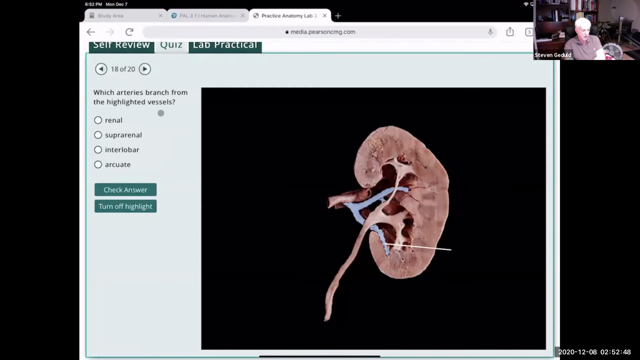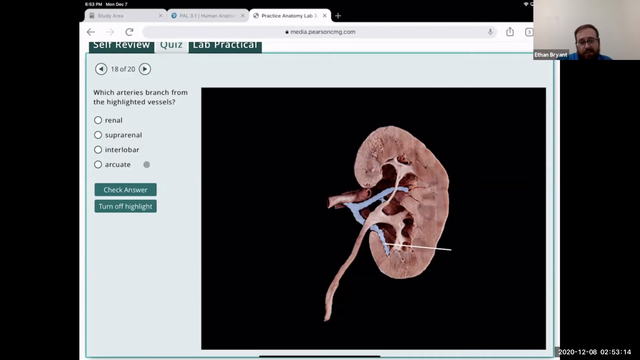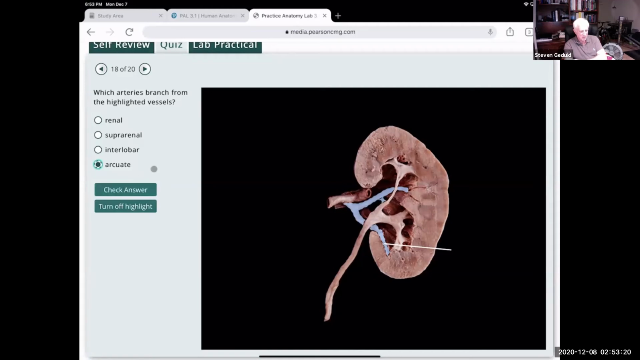Okay, which arteries branch from the highlighted vessels? So here's your renal artery right here. Which arteries branch from it? The interlobular, the arcuate, or the suprarenal? Is it the last one since you're hovering over it? I'm hovering over the arcuate artery. Because the interlobular artery looks like it's coming off the renal artery. So which ones branch from this would probably be the arcuate arteries.